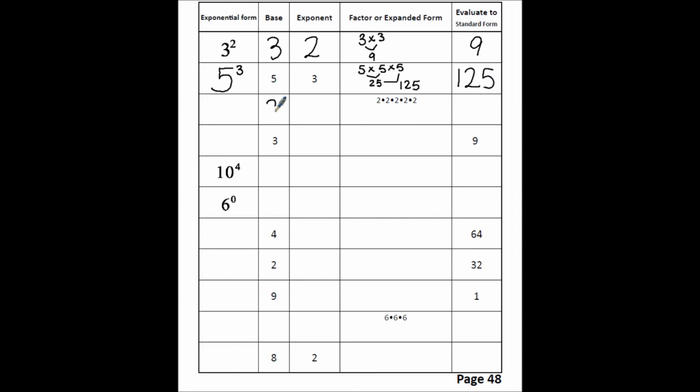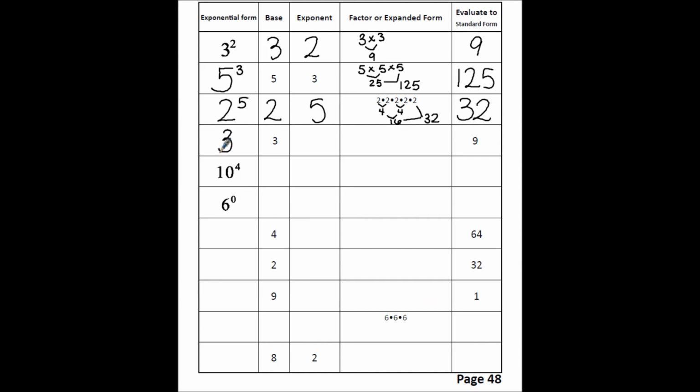We have a bunch of 2's, and we have these 2's 1, 2, 3, 4, 5 times, so my exponent is 5, and it's 2 to the 5th power. When we evaluate that, 2 times 2 is 4, and that 4 times 4 is 16, times this last 2 would give us 32. Make sure we use all of those 2's. And 32 is in standard form.